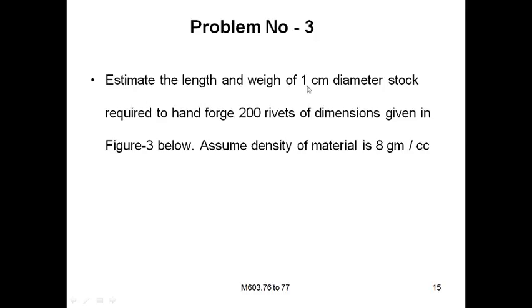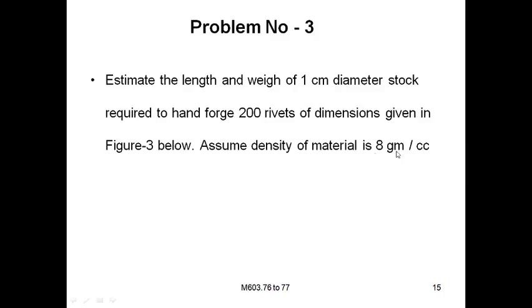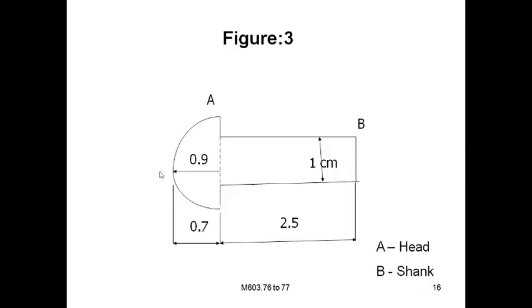Estimate the length and weight of 1 centimeter diameter stock required to hand forge 200 rivets. In this case it is more than one object, 200 rivets of dimensions given in this figure. Assume the density of the material is 8 grams per cc. Now you can see here, you have a spherical shaped head to a shank. Its diameter is 1 centimeter, its length is 2.5 centimeter. Assume that all the dimensions are in centimeters.